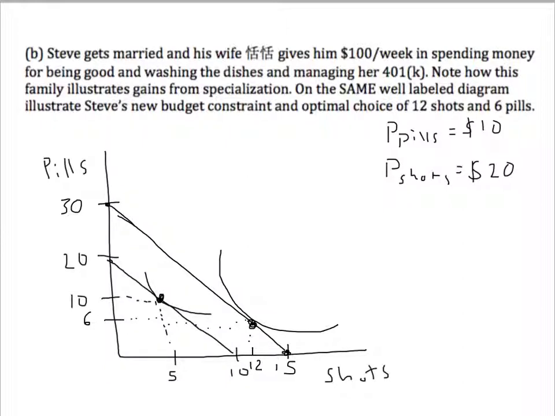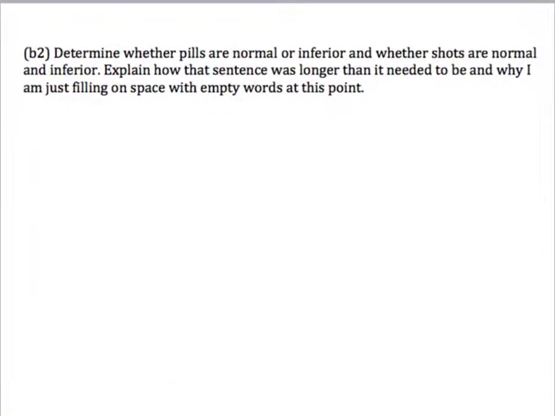And now we've illustrated everything they've asked us to illustrate on this same well-labeled graph from before, so we can move on. Determine whether pills are normal or inferior and whether shots are normal or inferior. And then there's a bunch of garbage that's just meant to distract you. So let's first focus on pills.